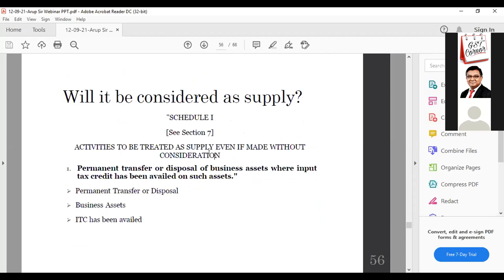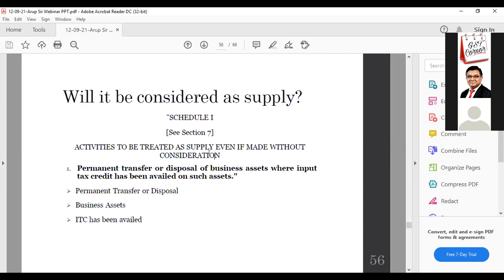Again, a doubt has been raised in many quarters. As soon as we say that whatever CSR activities you are doing is not a gift, and you can get the ITC on it, a view is coming that then will it be considered as a supply? Because under Schedule 1 to the CGST Act, activities to be treated as supply, even if made without consideration, are permanent transfer or disposal of business assets where input tax credit has been availed on such assets. Here we need to understand that there are three aspects to it. One is the permanent transfer or disposal. Second is the business assets. Third is that the ITC has been availed.